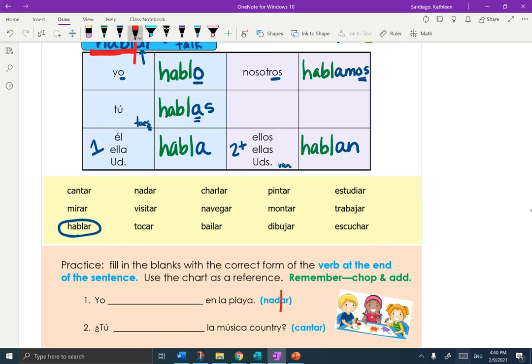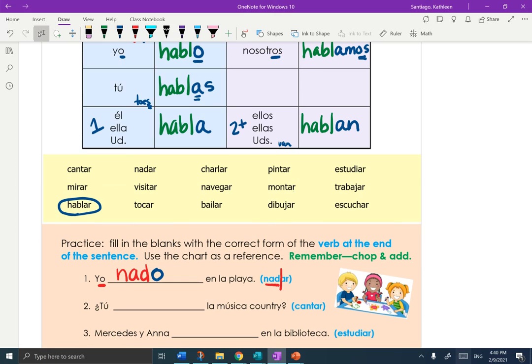I'm going to chop off the AR and find the root. Okay, the root is NAD. Now, what's the correct ending to match yo? Let's go up and look. That would be an O. Yo nado en la playa. Yo nado en la playa. I swim in the beach.